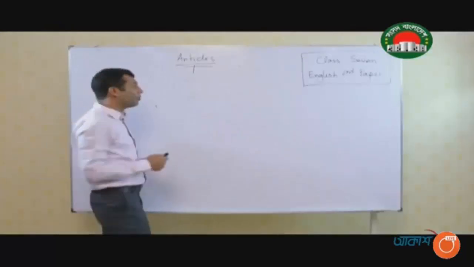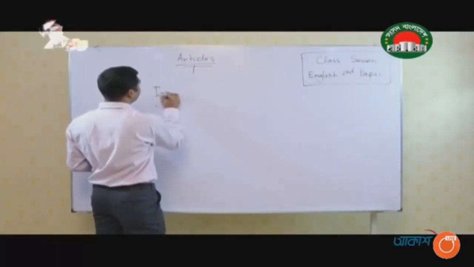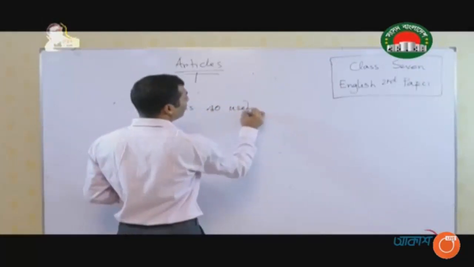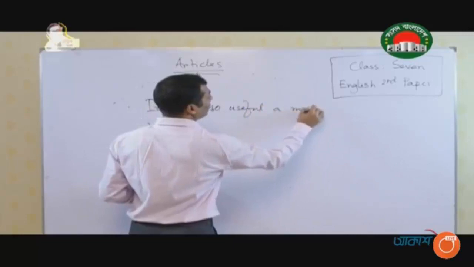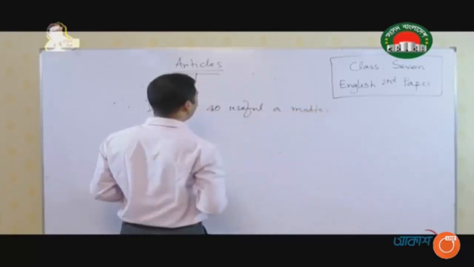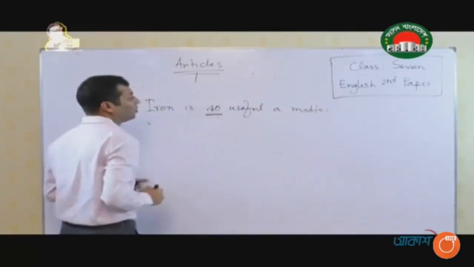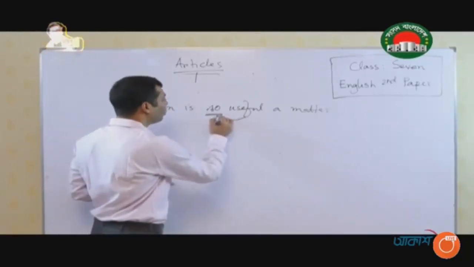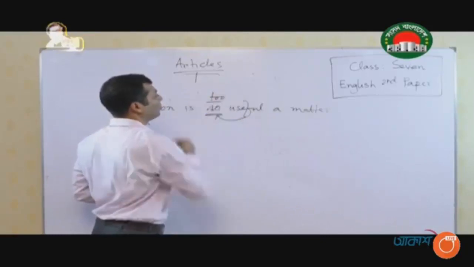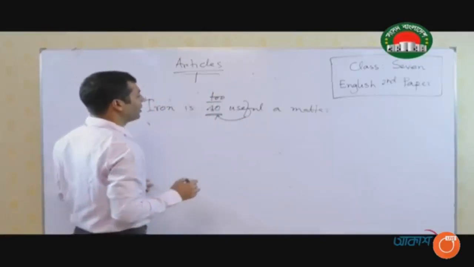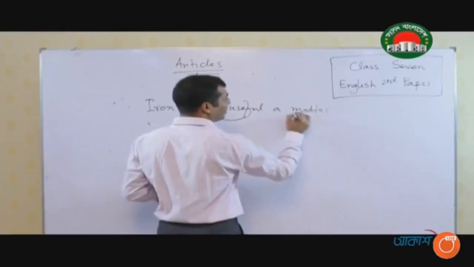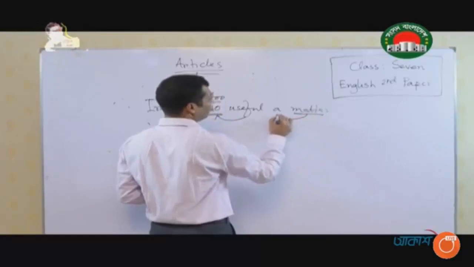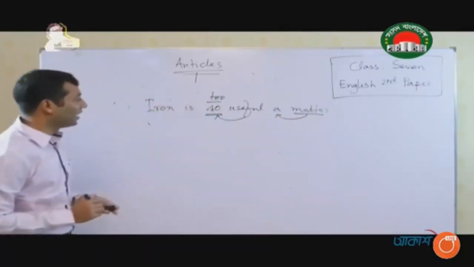Now come to the next rule. Iron is so useful a matter. Look at the use of so. If before the adjective we use so or too, as in too useful a matter, then at the very end you will see a noun, and before the noun you have to use the article a or an.